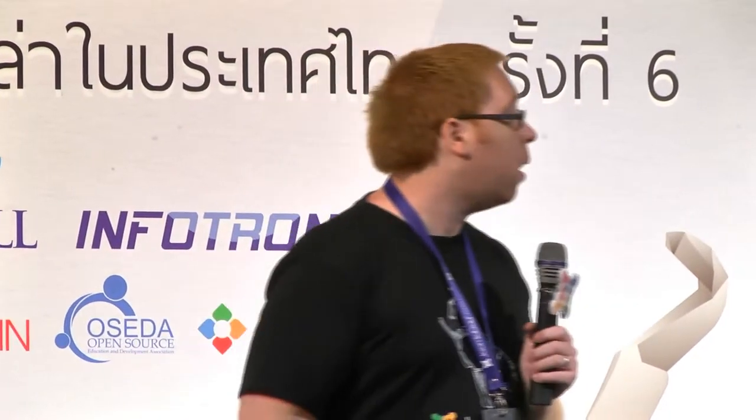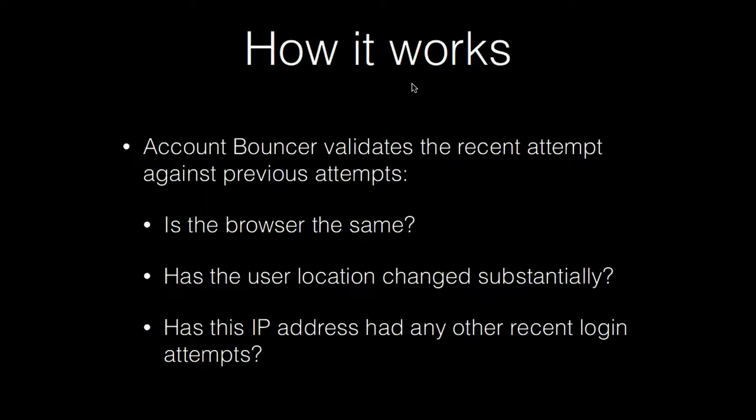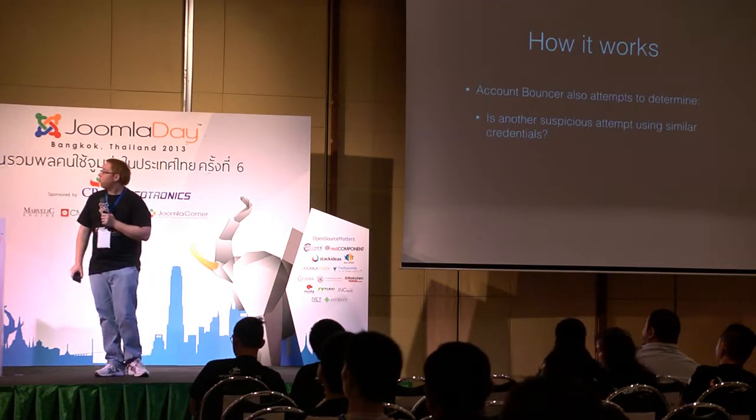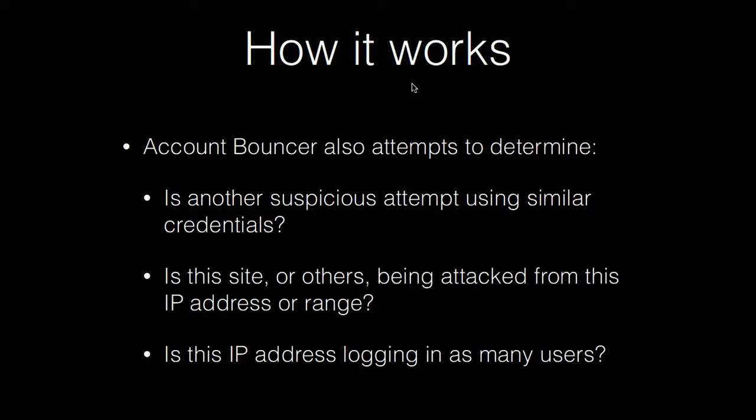And we also have a look at the IP address or the range as well. And we make sure that, is this IP address involved with anything else? Have they had a failure on another site, which is part of our distributed model? And we put that all together to build a threat model. Last but not least, we do a few other things. We try to look for similar credentials. So are they trying to use the same credentials or similar credentials across all of the sites? And that's probably a no-no if they're not related.